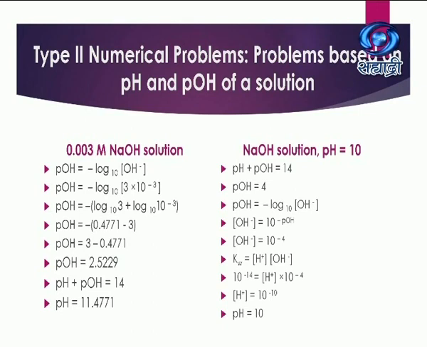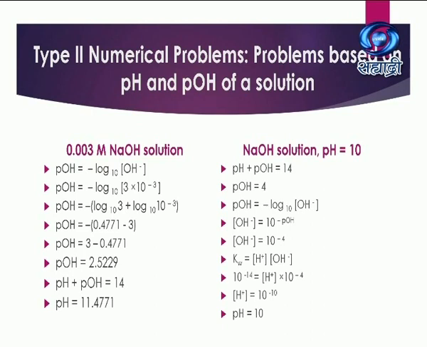Now consider one more example: an NaOH solution whose pH is 10. Remember, an NaOH solution is given and pH is given. So whether the solution is an acid solution or a base solution, the convention is that its pH is always given.